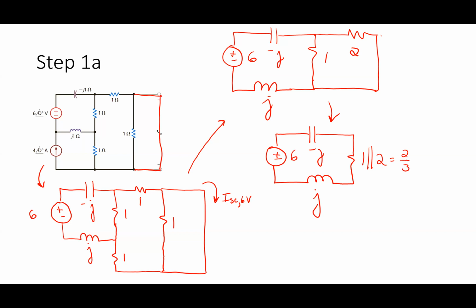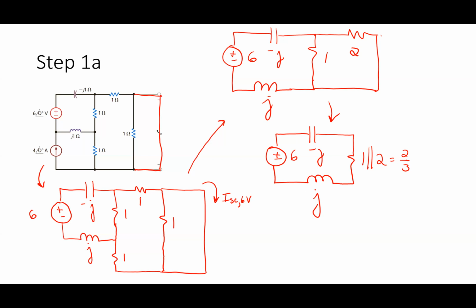Okay. If I looked at what's the total equivalent impedance here? What would the total equivalent impedance here be? 2/3, right? Because what do I have? I have negative J plus J plus 2/3. So the total impedance would just be 2/3. Negative J and plus J would cancel each other, right?